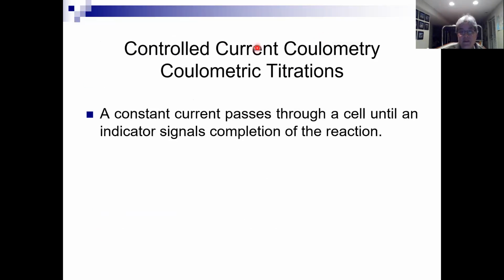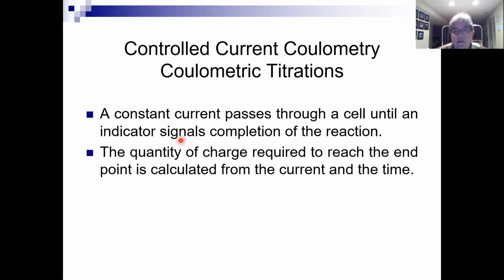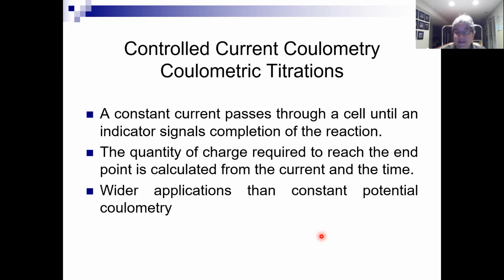Okay, the other one is controlled current. These are actually titrations. So here we are using electricity to generate something that's going to react with something else. So we put a current through a cell until we get some indication that my reaction is complete. So we'll measure how much charge, and then we calculate the current and the time. And as I said, this has much wider applications.